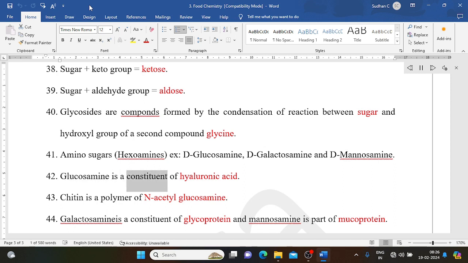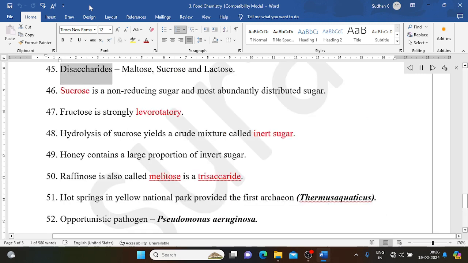Glucosamine is a constituent of hyaluronic acid. Chitin is a polymer of N-acetyl-glucosamine. Galactosamine is a constituent of glycoprotein and mannosamine is part of mucoprotein. Disaccharides: maltose, sucrose, and lactose.